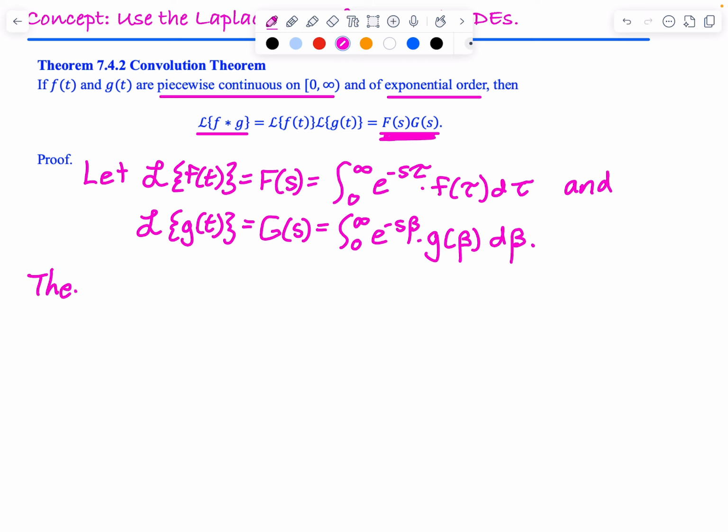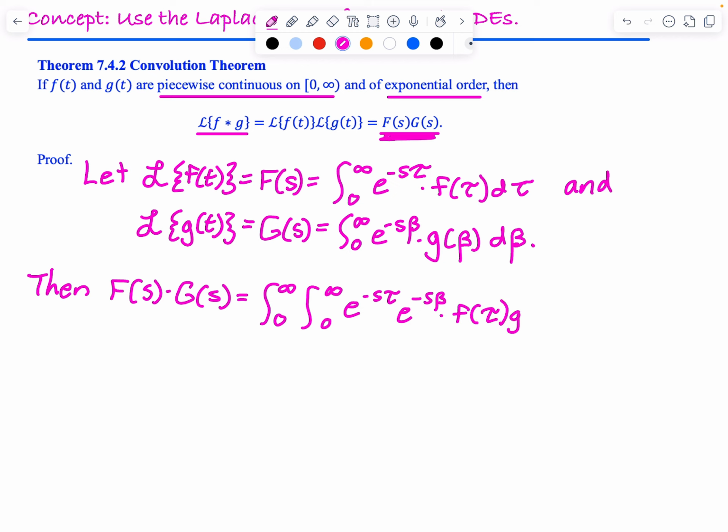All right, so we'll start with F(s) times G(s). That's just the integral definitions times each other. So we'll do 0 to infinity, 0 to infinity, and then we'll put e to the negative s tau, and then e to the negative s beta, times f(tau) times g(beta), and then we could do any order we want really here. So what we'll do is d tau d beta.